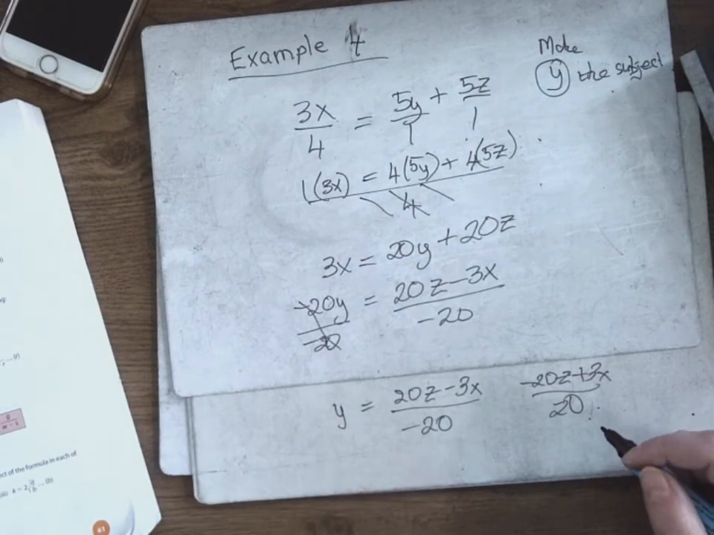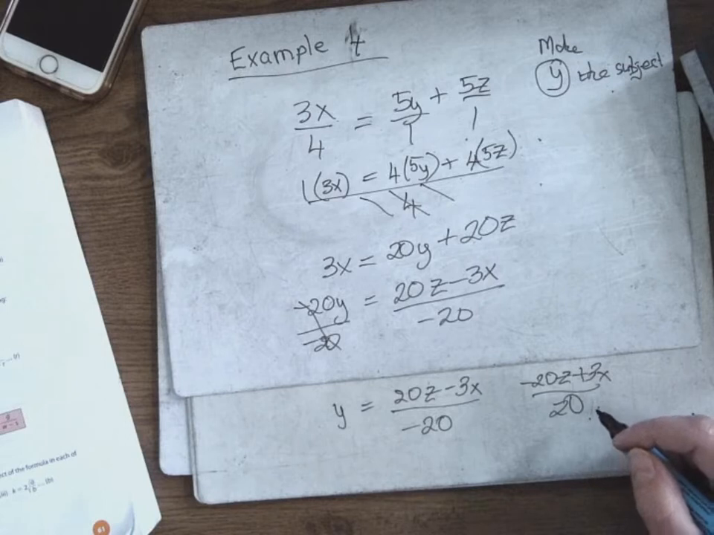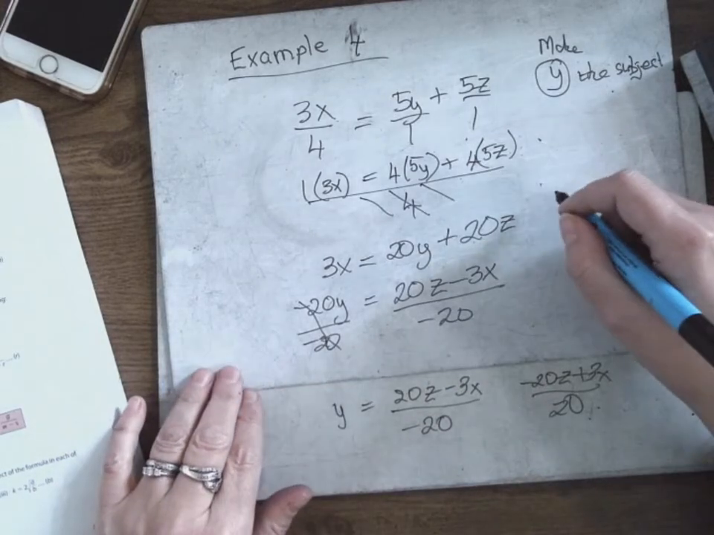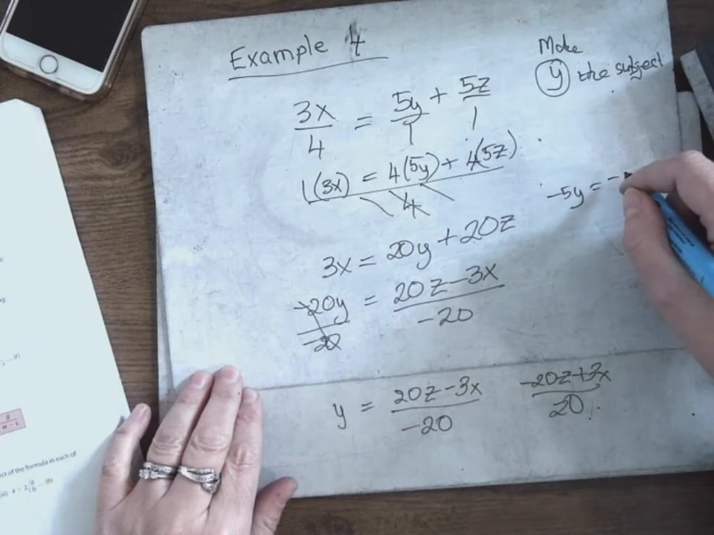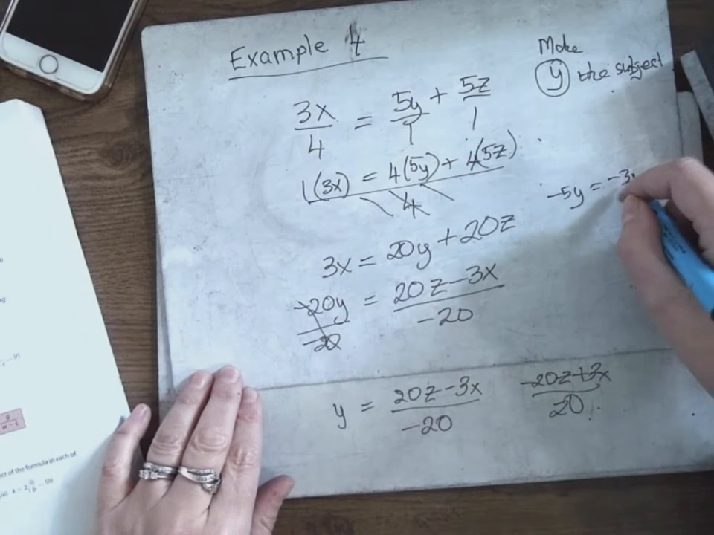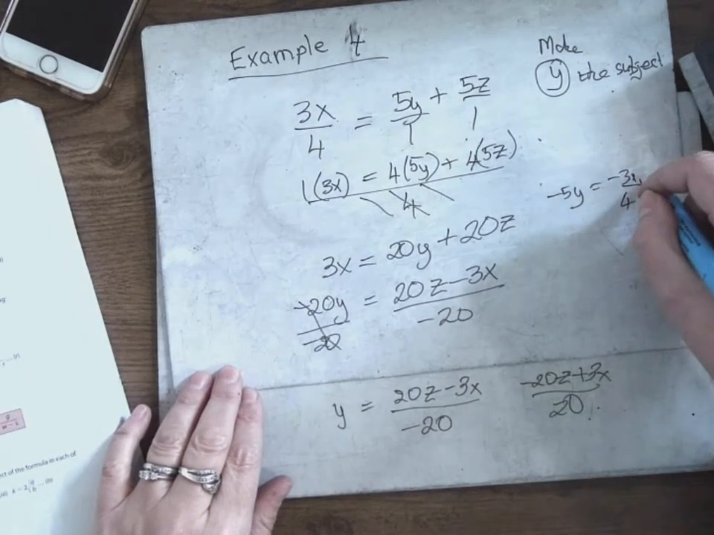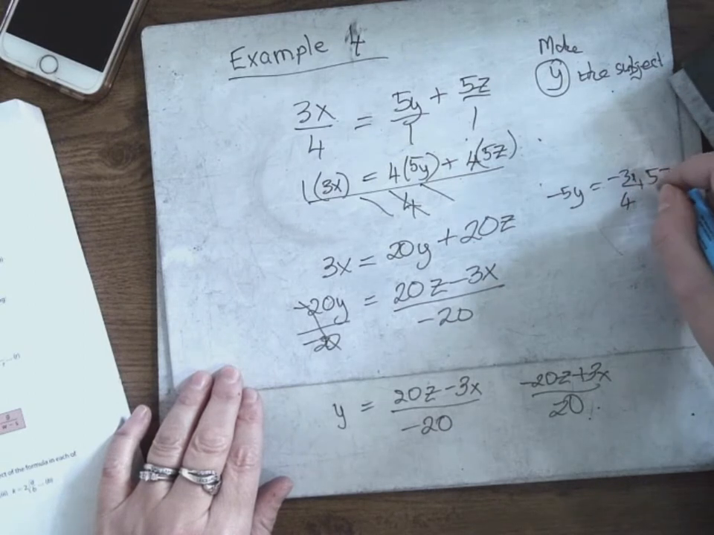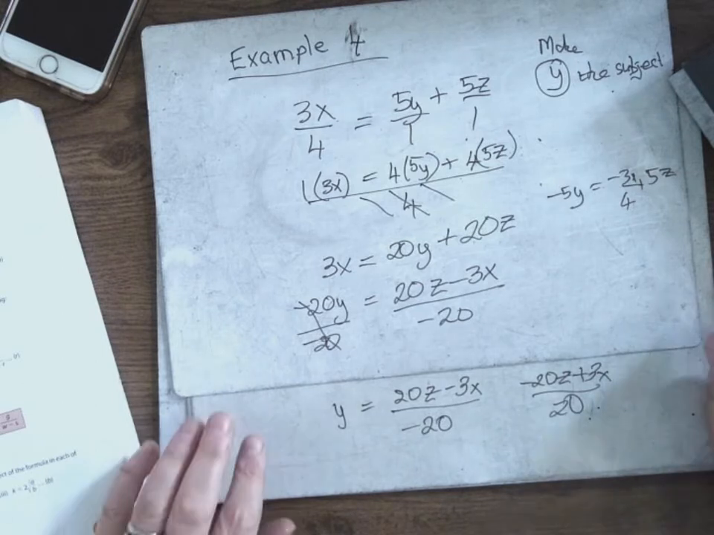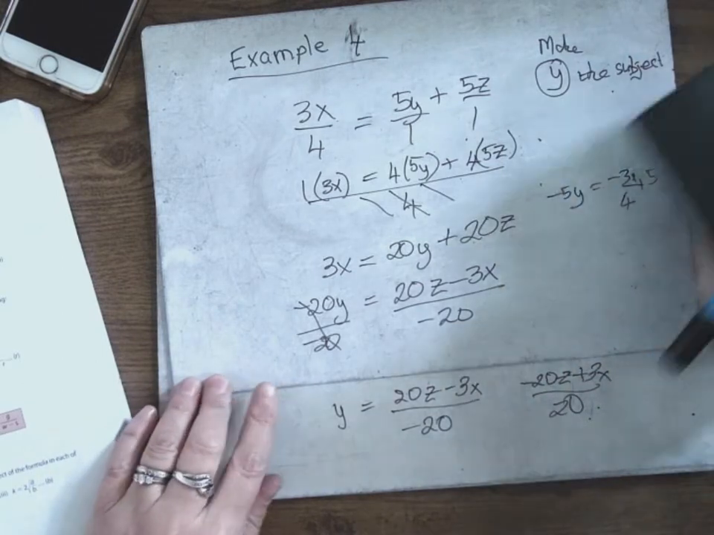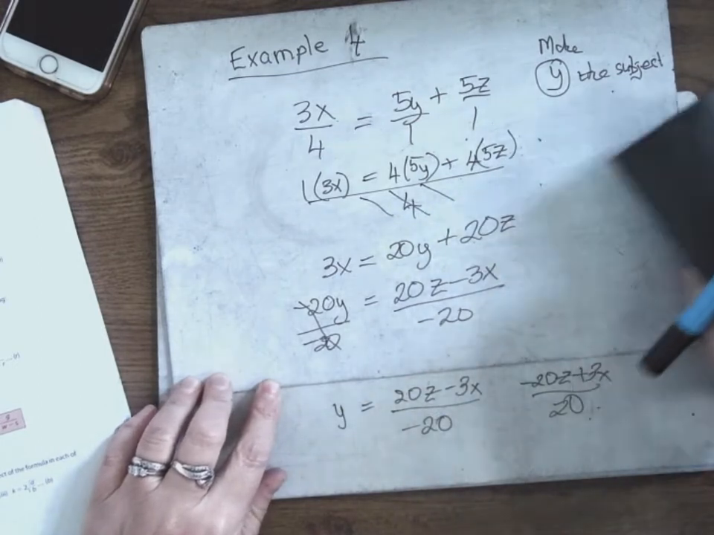Why is it I rearranged it first before I found the common denominator? So you got minus 5y equals minus 3x over 4 plus 5z, yeah? And then you got your common denominator. You should have still ended up with the same answer. It says on page 2. Yeah, perfect. Well, I had the 5z first. In a different order, yeah, that's fine too.